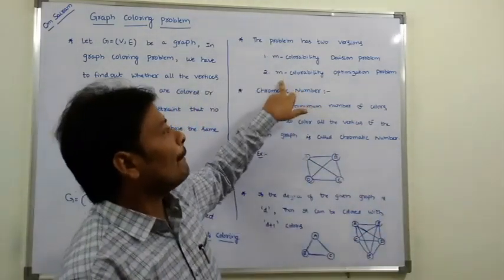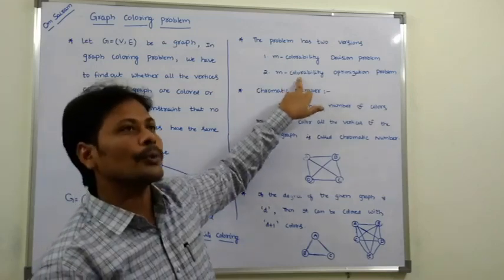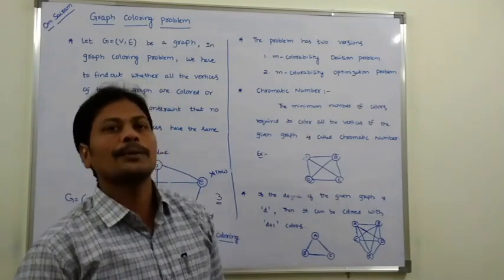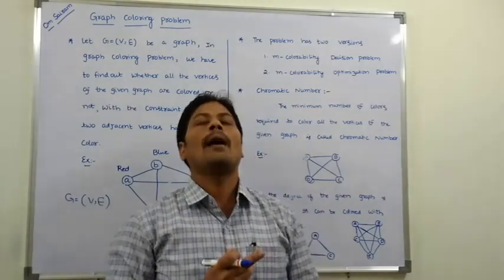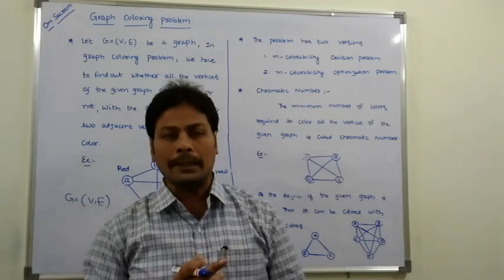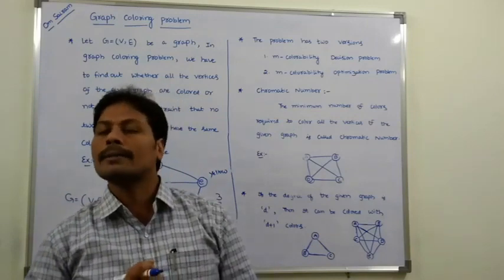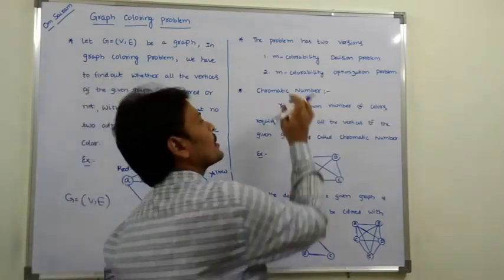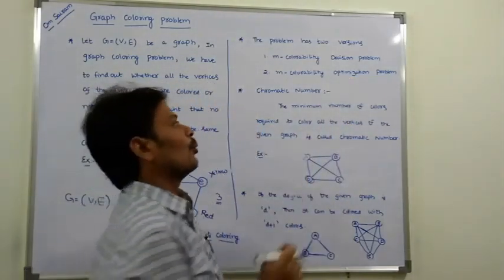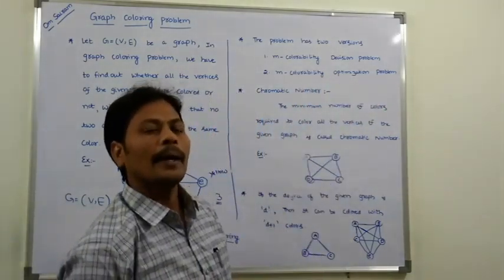So here M number of colors we have to use to color all the vertices of the given graph. We have to minimize the number of colors to color all the vertices of the given graph with the constraint that no two adjacent vertices have the same color. That optimization is called the M colorability optimization problem. We have to optimize the M value.